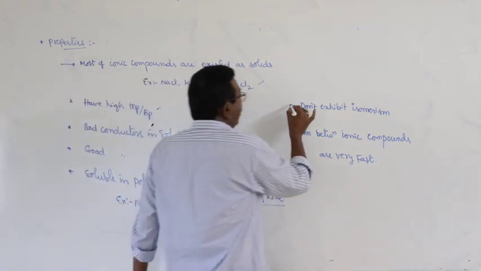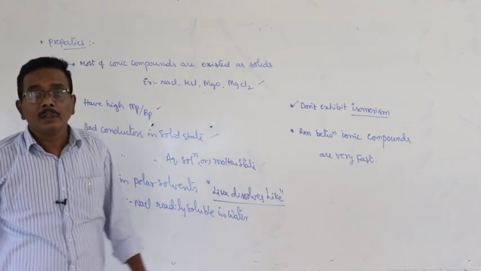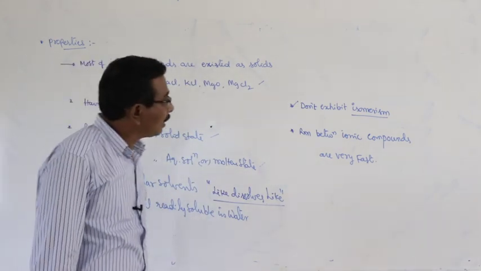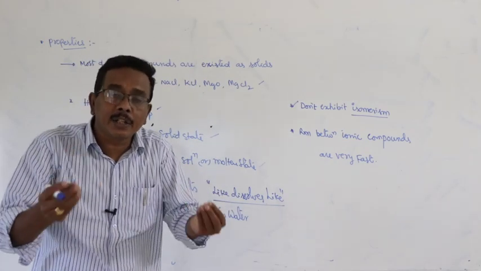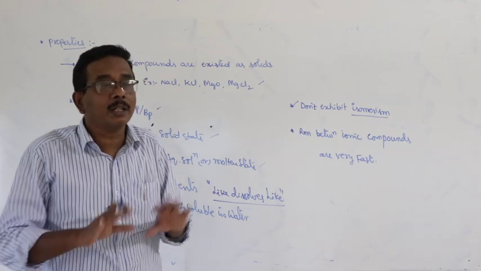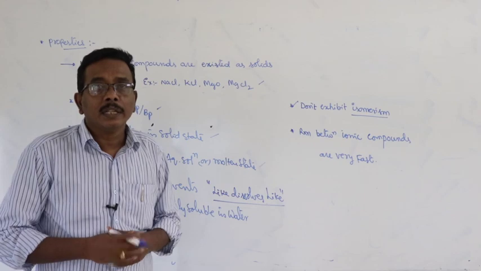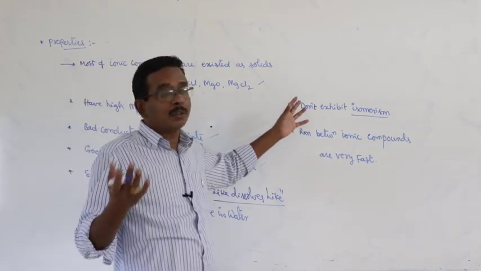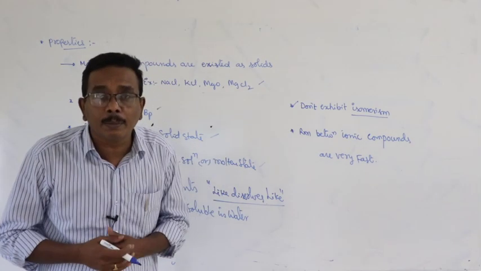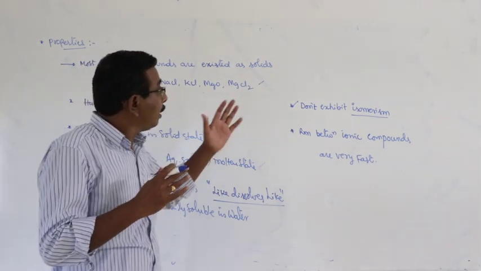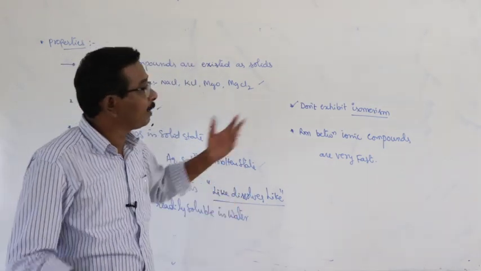Okay. Ionic compounds do not exhibit isomerism. Why? What is the reason for that? Simple reason: ionic bond is a non-directional bond. There is no direction for the attraction force. So ionic bond is a non-directional bond. When a bond has no direction, then the compound will not exhibit isomerism.